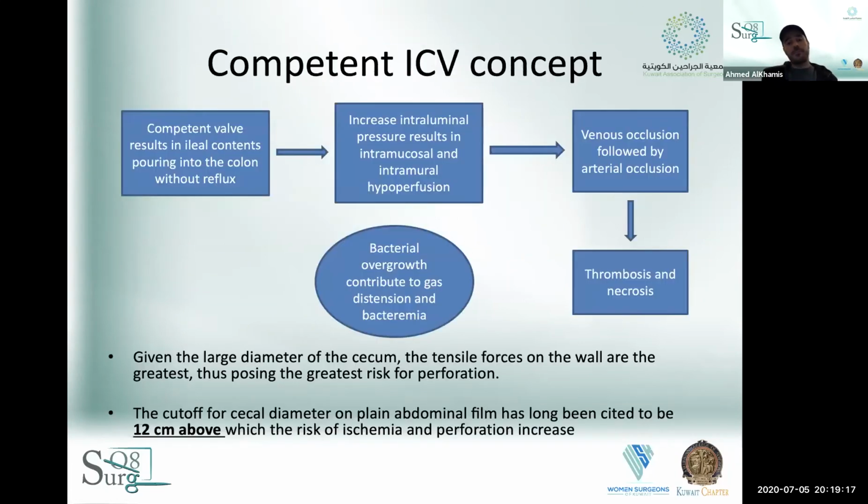This is a nice graph. I think it really makes it easier to understand. You have a competent valve resulting in ileal contents pouring into the colon without a reflux. There's no reflux. Whatever goes to the colon cannot come up. And then you have an increase in the intraluminal pressure, intramucosal pressure, and intramural hypotension because of this pressure, venous occlusion, followed by arterial occlusion, then thrombosis and necrosis. So within 6-7 hours, the patient is dying, yeah? Or perforating.